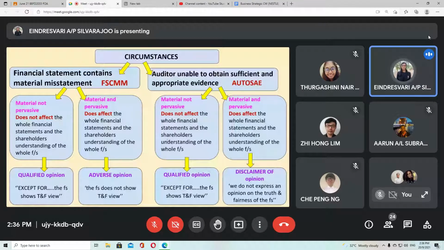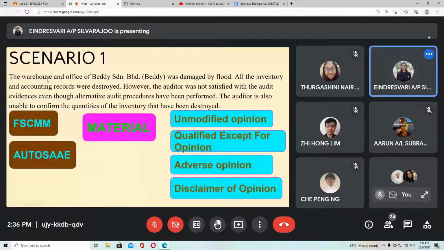Guys, are you clear with this? Yes, miss. Okay. Next, scenario 1. The warehouse and office of Betty was damaged by flood. All the inventory and accounting records were destroyed. So there was a flood and all. You see the word all. Inventory and the accounting records were destroyed, and the auditor is not satisfied with the audit evidence. The auditor is also unable to confirm the quantity of inventory that has been destroyed.